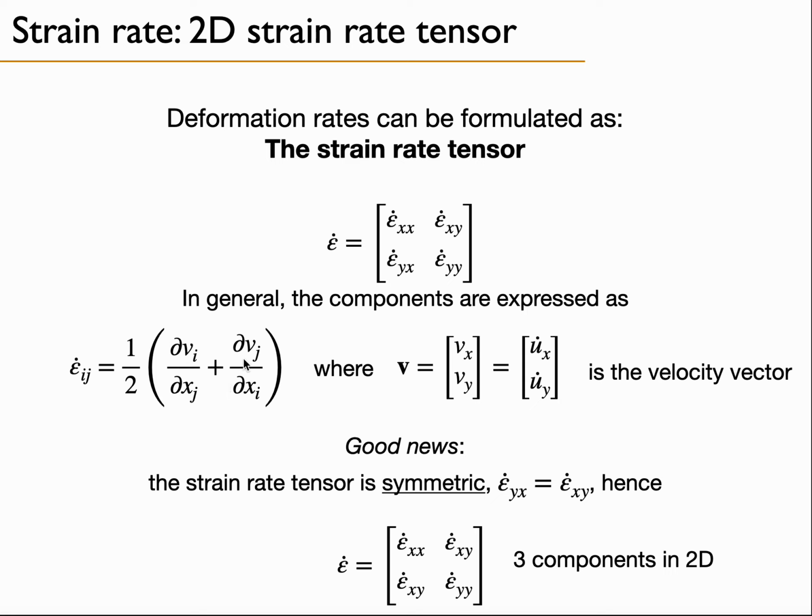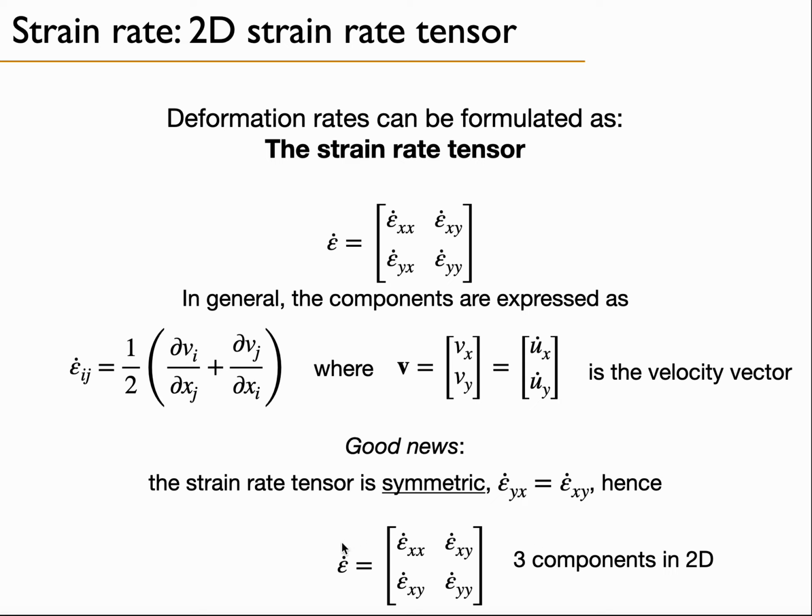So now we have v. And what is v? V is no more the displacement, but it's the velocity. And what is the velocity? It is the rate of a displacement. So v is the velocity vector here. The good news is that the strain rate tensor is also symmetric in most cases, such that epsilon dot yx is equal epsilon dot xy.